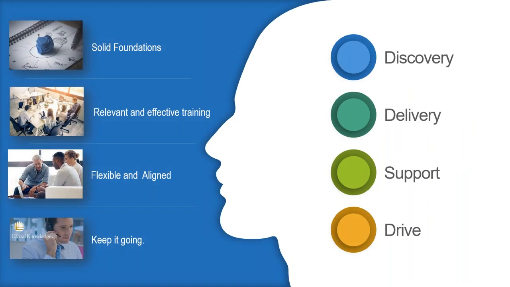Our approach. So our approach is a simple but effective approach with the four elements over on the right hand side, which are scalable and flexible services, and they can be implemented as an end-to-end learning solution or to plug gaps where needed if you didn't need all of those services. The discovery element is about providing solid foundations to work from, so developing plans with measurable outcomes. Delivery is about providing the right user training to make sure it's relevant and therefore effective. The support is about providing accessible and flexible support, which is aligned to your people's needs. And the drive phase is about maintaining that momentum, keeping it going, boosting user engagement and driving adoption with ongoing learning and awareness. So let's just have a practical look at each element in our approach.